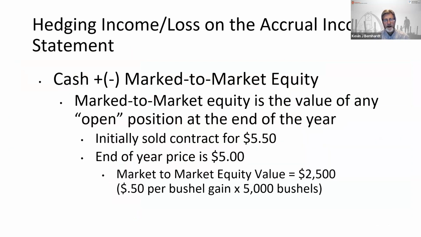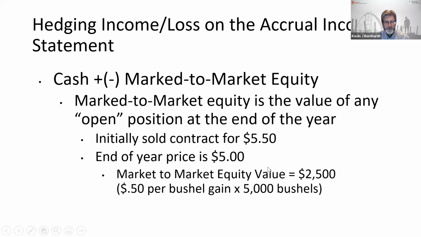So what happens on the accrual income statement? Well, for the accrual income statement, we have to do a little something extra. And that is we have to look at something that's called marked to market equity of an open position contract. Now, that is a contract that has been originally sold or originally purchased, and at the end of the year, it hasn't been closed out yet. It's still open. So whatever the value is at the end of the year, that can either be a positive value or a negative value. That's referred to as the equity in that contract, or the terminology is the mark-to-market value of that open position.